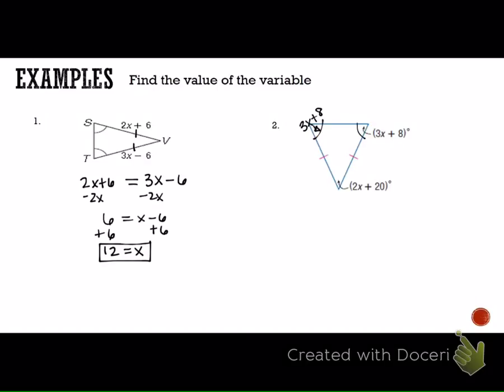You can't set them all equal to each other. You don't want to do that, because if you set 3x plus 8 equal to 3x plus 8, it's just going to cancel out. We have a triangle. So you would do 3x plus 8 plus 3x plus 8 plus 2x plus 20 equals 180. Good. So that's 8x. 8 and 8 is 16. Plus 20 is 36.